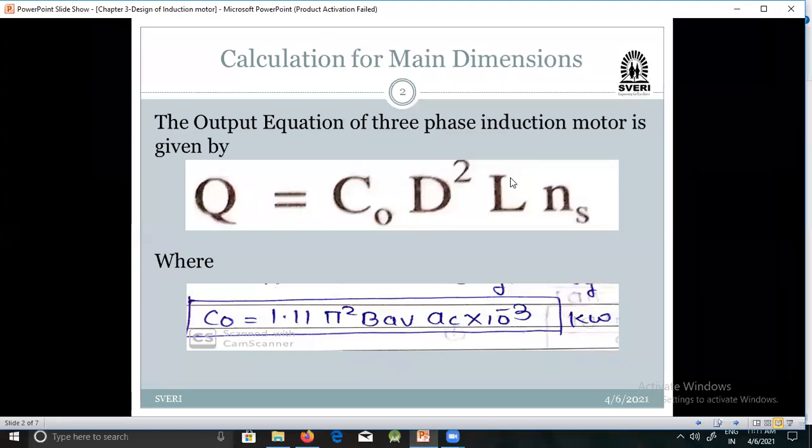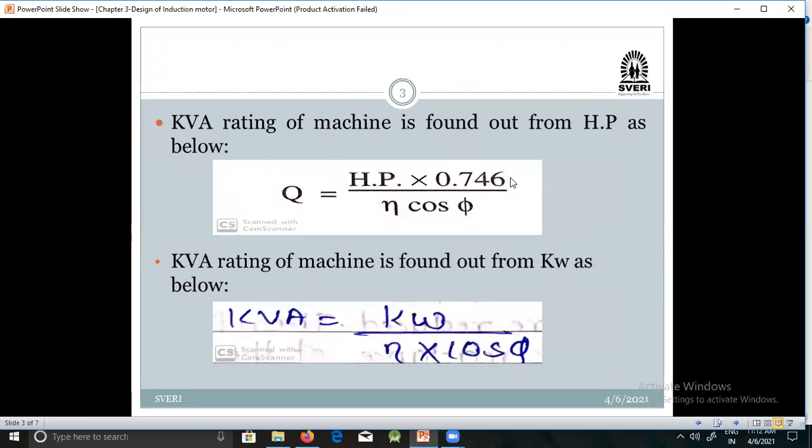But as far as the output equation of three-phase induction motor is concerned, we want that value in kVA. So what we have to do, we have to convert that HP value into kVA, or kilowatt value into kVA, and ns is nothing but the synchronous speed in revolutions per second, not in revolutions per minute. So how to convert, see here in the next slide.